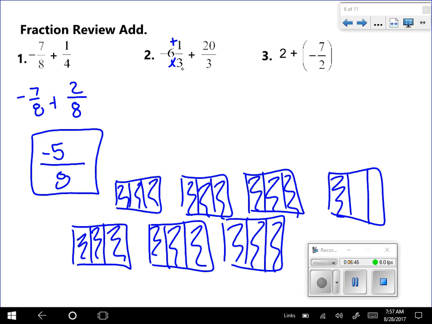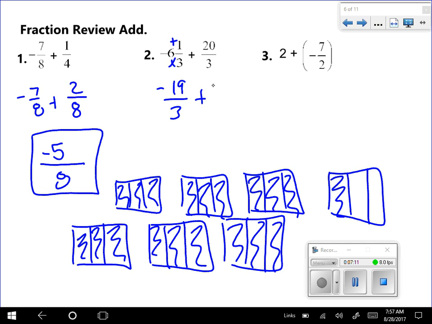I multiply these first because I need to figure out how many thirds 6 wholes has. So if I count here, 1, 2, 3, 4, 5, 6, 7, 8, 9, 10, 11, 12, 13, 14, 15, 16, 17, 18. 6 times 3 is in fact 18. Why do I add this one? Because that's how many parts we have left over. So I would actually end up with 19 thirds.